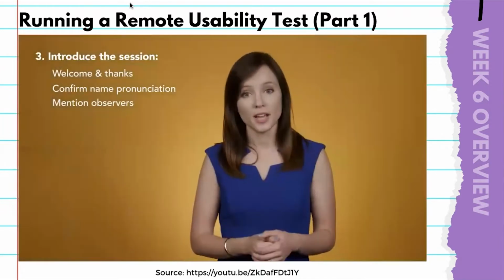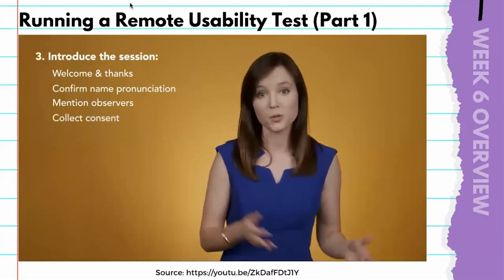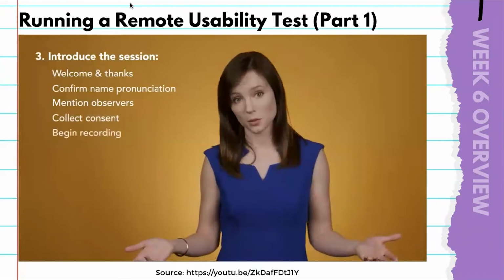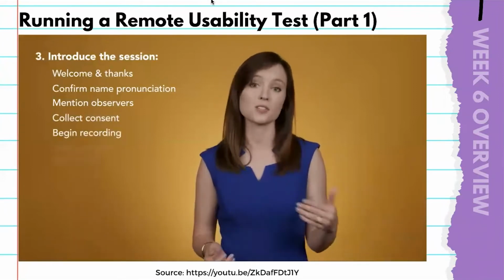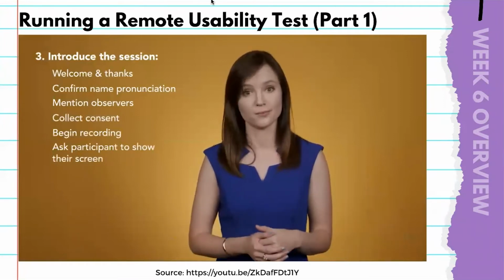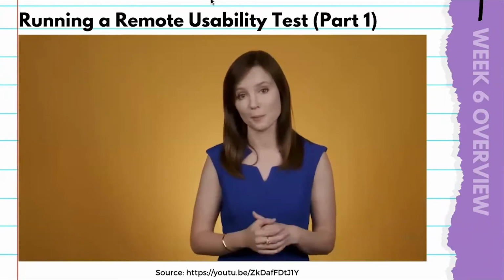If you didn't already have your participants sign a consent form in advance of the session, you can have them do it at this point. Then ask if it's okay to begin recording, and when the participant agrees, begin. Then you can ask the participant to start sharing their screen and begin to run the session. So we'll pick it up from here in the next video on running and wrapping up a test session.